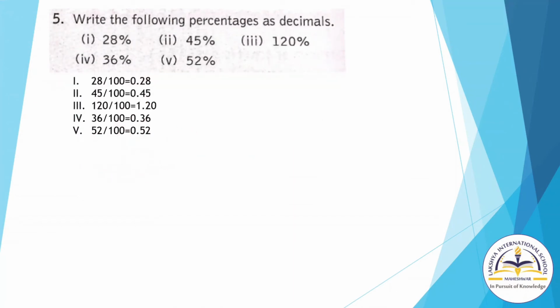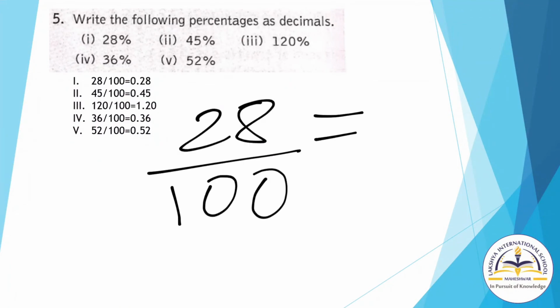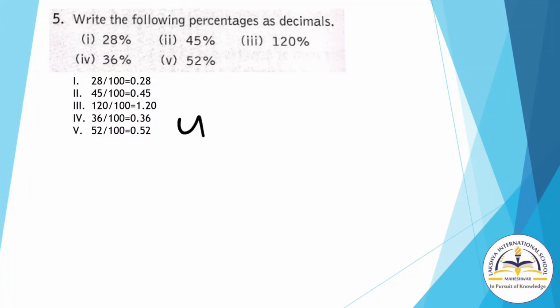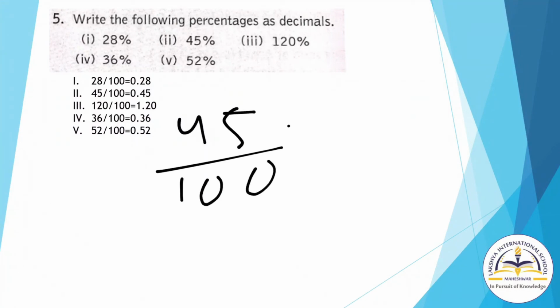Question number 5, write the following percentages as decimals. First one is 28%. Now you have to write it as a decimal. So 28 by 100. 28% means 28 by 100. Now you have to divide them. You will get 0.28. Now question number second, 45 by 100. It means 0.45 will be the answer.